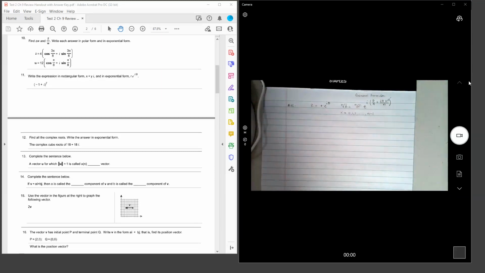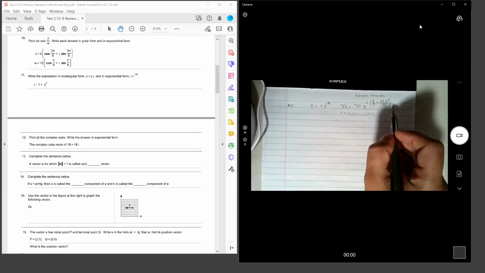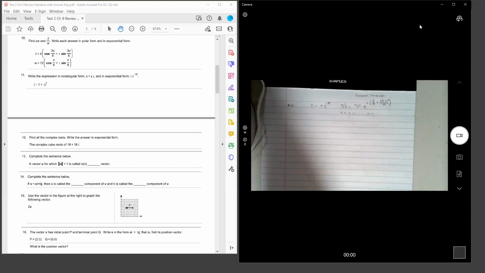So if we're finding cube roots, then k will be 0, 1, 2. If we're finding fourth roots, k will be 0, 1, 2, 3. If we're finding fifth roots, am I recording? Yes. Am I finding the fifth roots? k will be 0, 1, 2, 3, 4. But first we'll write a general formula and then we'll specifically see what happens when k is equal to 0, and so on.